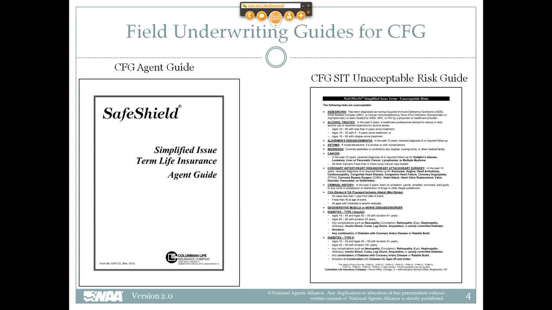Okay, the only guides that you're going to need for underwriting the CFG term product for Safe Shield is the Safe Shield Agent Guide, okay? And then the CFG SIT, which stands for Simplified Issue Term, which is another title they use for the Safe Shield. You can see the title here: Safe Shield Simplified Issue Term Unacceptable Risk. So between these two guides, you can determine whether or not your client can fit into the product.